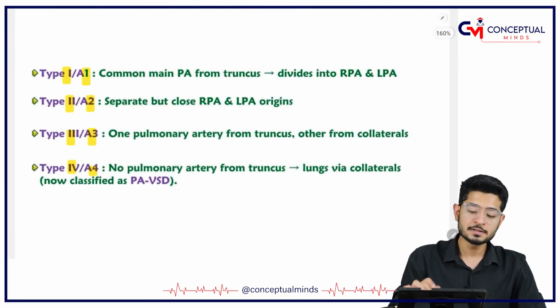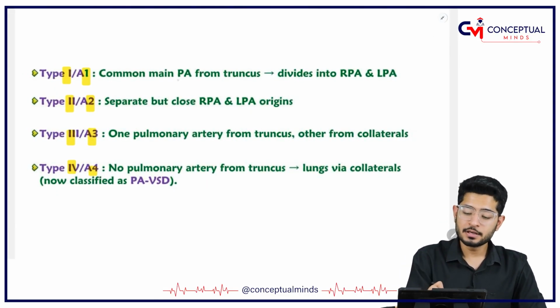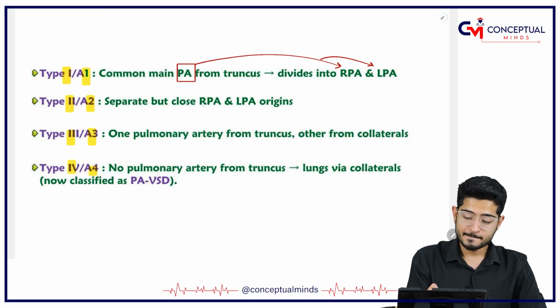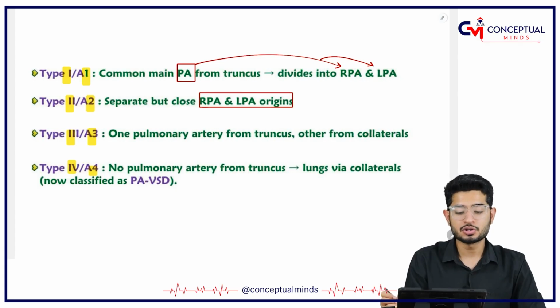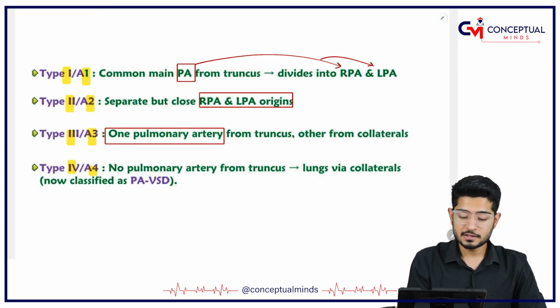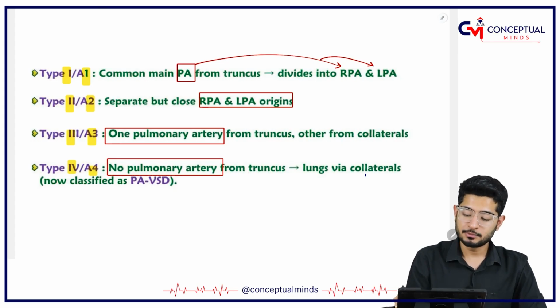So what happens actually is, there is a common main pulmonary artery that gets formed from the truncus and divides into the right pulmonary artery and the left pulmonary artery in type 1. In type 2, they are separate but close. So again, the right pulmonary artery and left pulmonary artery origins are separate but very close. And in type 3 there is only one pulmonary artery that develops from the truncus, and in type 4 there is no pulmonary artery developing from the truncus, and the lungs take the blood via collateral supply. Now it is called PAVST.